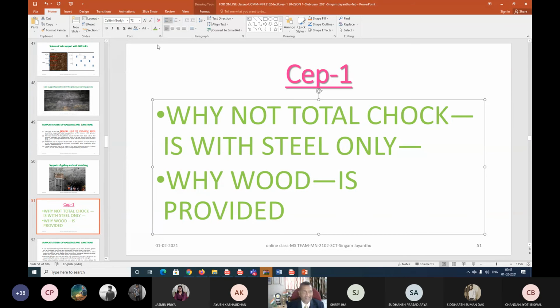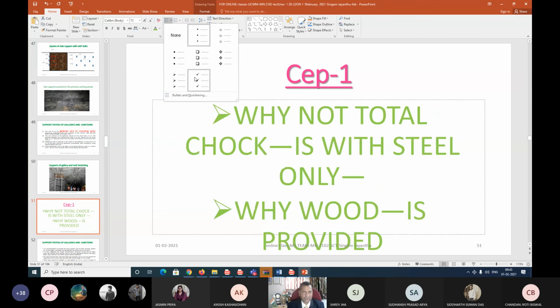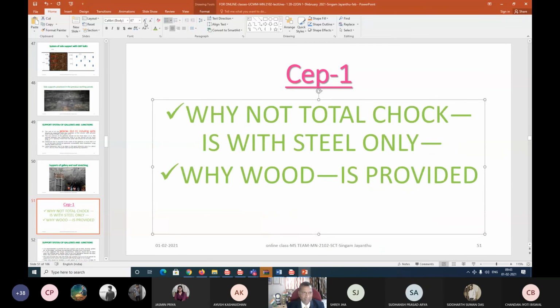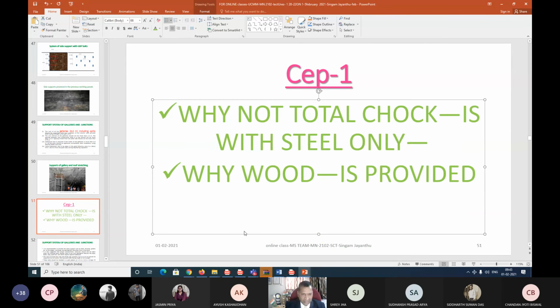Then what could be the reasons you can think of? You just think. That's why I wanted to give this type of simple CEP question to you, my beloved students.